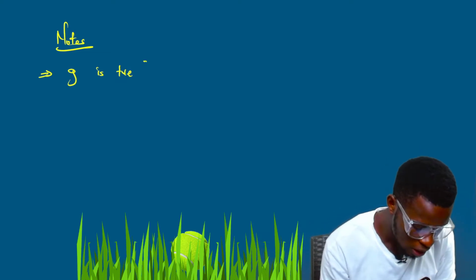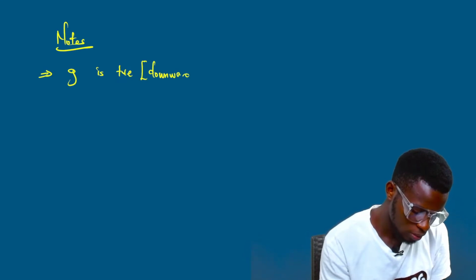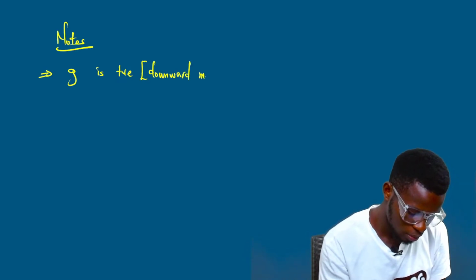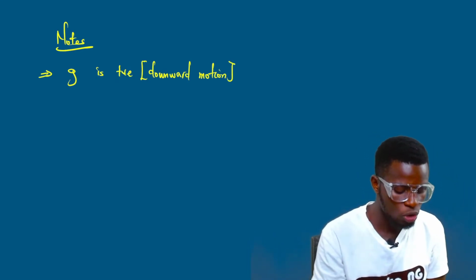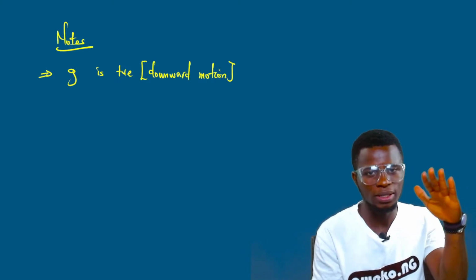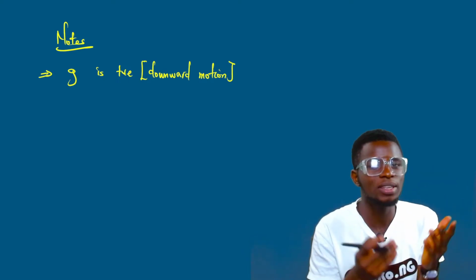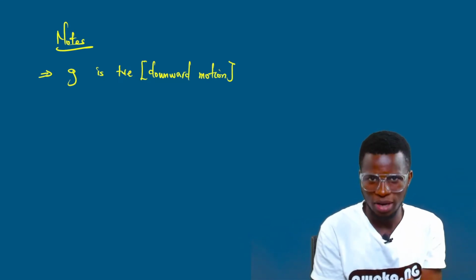So for a downward motion, the acceleration due to gravity is always positive. And that is why if you're coming down the stairs, it is relatively easier, because you are acting in line with gravity.